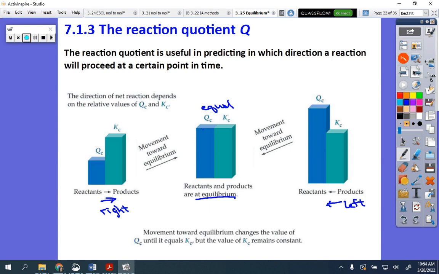Just like when we have a low Kc, we have mostly reactants at equilibrium, if we have a low Qc, we have a lot more reactants than we have products, and we're going to push the reaction in the product direction, and vice versa. It's not exactly the same thing because the Kc is telling us the composition at equilibrium, but it's the same basic idea.